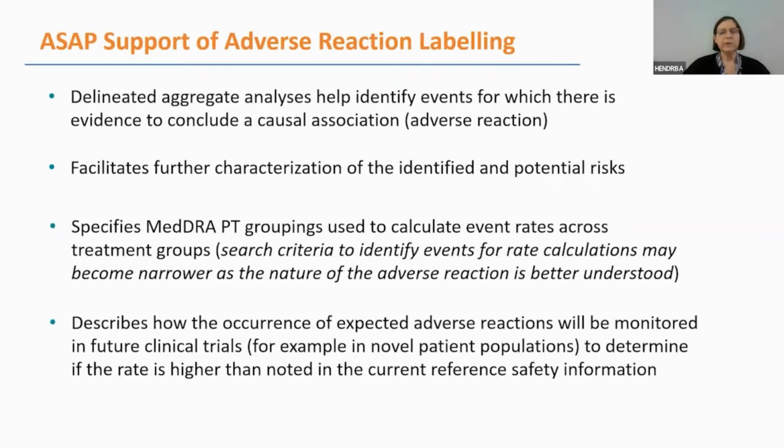So these delineated aggregate analyses help identify events for which there is evidence to conclude a causal association with the product. In addition, the ASAP facilitates further characterization of the identified and potential risks and specifies the MedDRA PT groupings used to calculate event rates as well as for signal detection purposes, as I mentioned earlier. And search criteria to identify events for rate calculations, for example, in labeling, may become narrower than what is used at the beginning of the program for signal detection, as the nature of the adverse reaction is better understood.